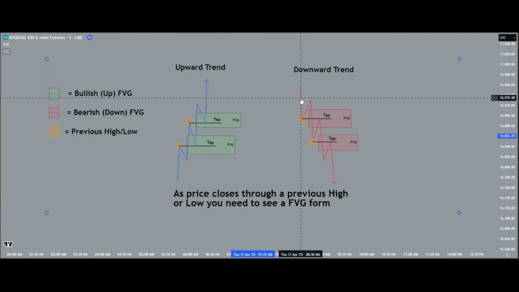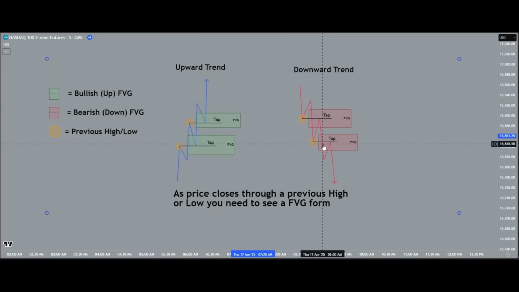And when price is moving down, it's going to leave a bearish FVG. And once we come back to tap that low, that previous low that was there, it also will tap the bearish FVG. Then we're ready to move down again, close through the other previous low that was left, make another FVG while we're on the way down, come back and tap into that as well, and then we'll keep moving down.